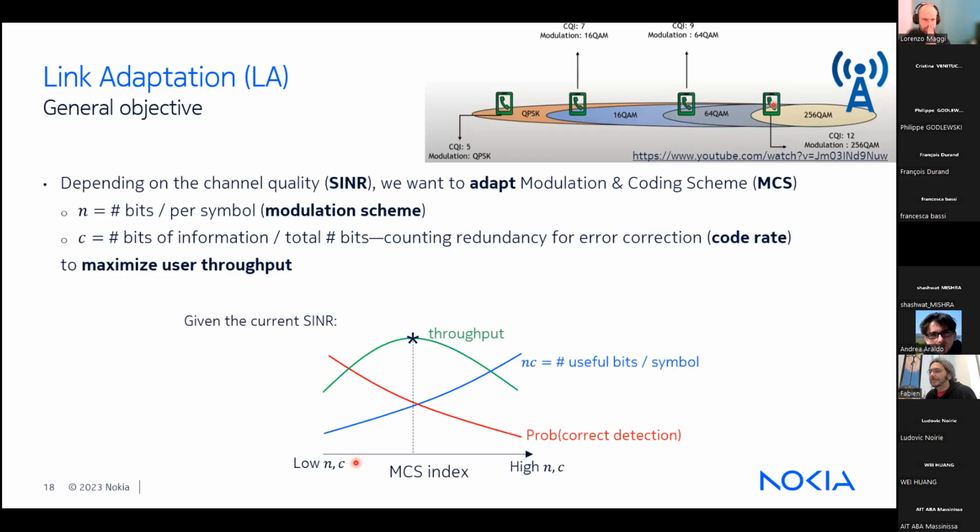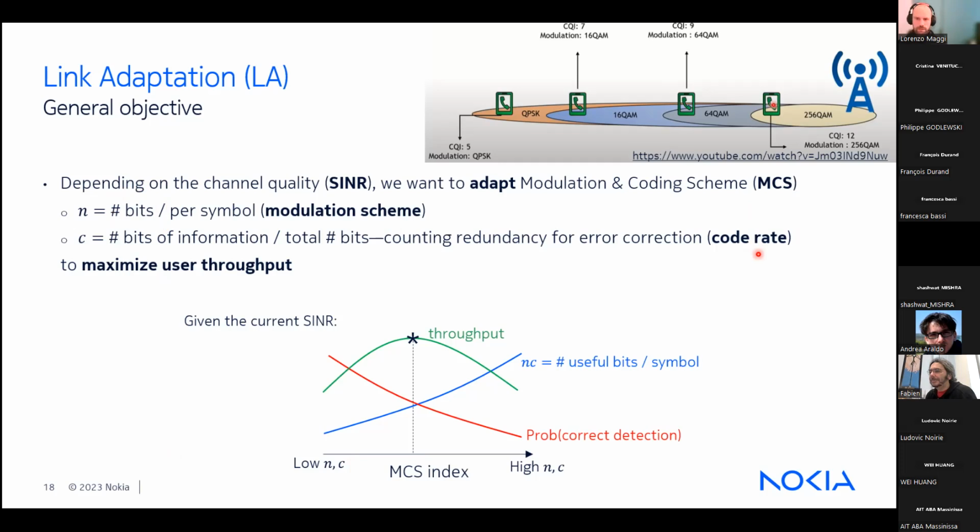But in link adaptation, what you want to do is, depending on the channel quality, so basically SNR, signal plus interference noise ratio, you want to adapt your way of communicating. And basically, you want to adapt two things: your modulation scheme and the code rate. Modulation scheme tells you how many bits you're using per symbol in order to transmit what you have to transmit. And the code rate tells you basically how many redundant bits you're putting in order to correct for possible mistakes in the reception.